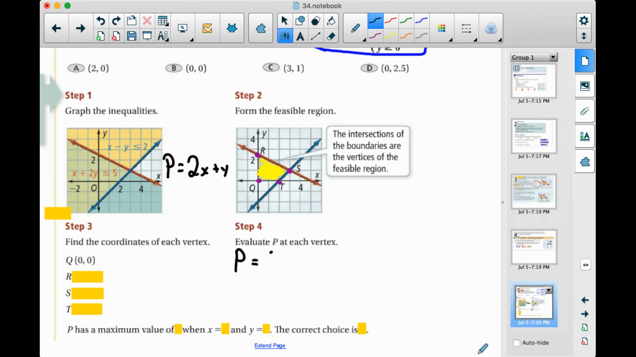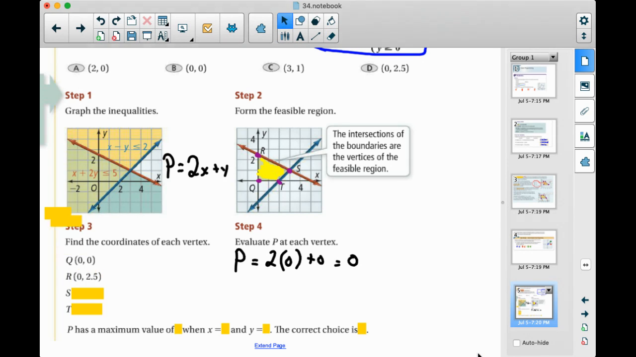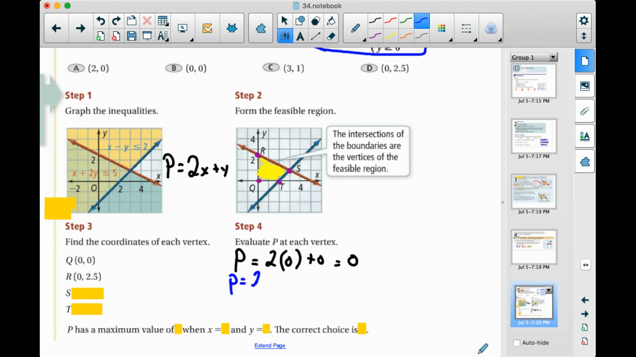So P is equal to 2 times our x value, which is 0, plus our y value, which is 0, from our ordered pair. There's x and y right there. So that's going to be 0. Next, let's plug in the next x and y. Let's look at R, which has coordinates 0, 2.5. So P equals 2 times 0 plus 2.5, which is just 2.5.